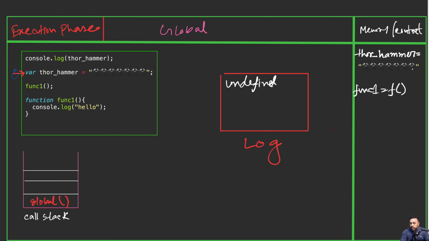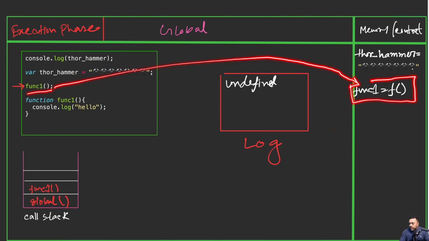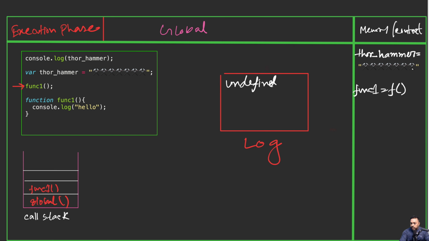Now the execution will move to the next line and here it is calling this function, function1. So it will be in the call stack first. The execution will start and it will look into the memory for function1. Is there any function1 here? And there we have it. So this will be executed. So the pointer will come here and it is trying to console log hello, and it will just console log hello. Now you can see because of the memory phase and the execution phase, this is happening.